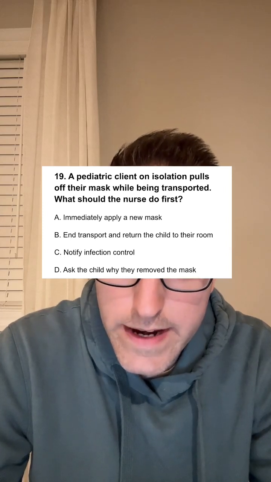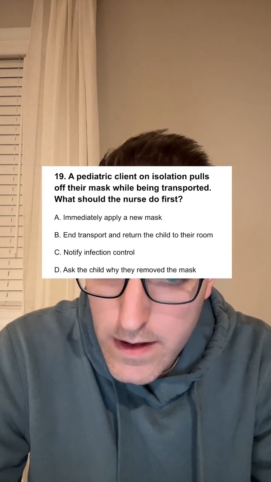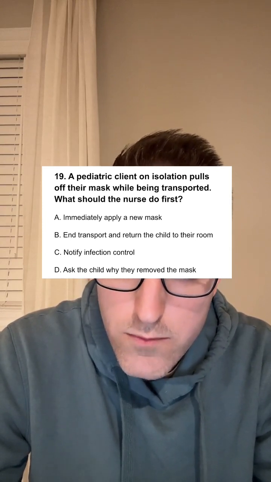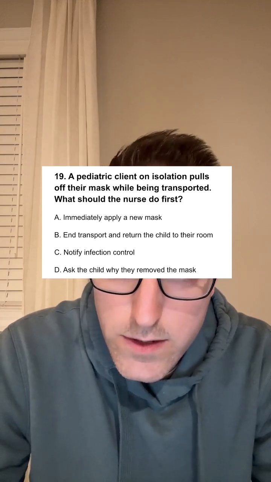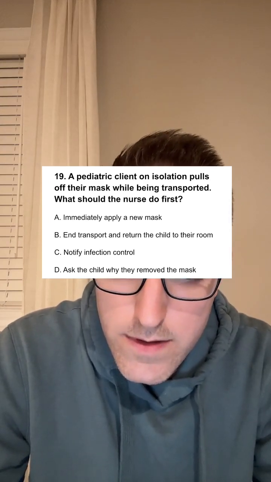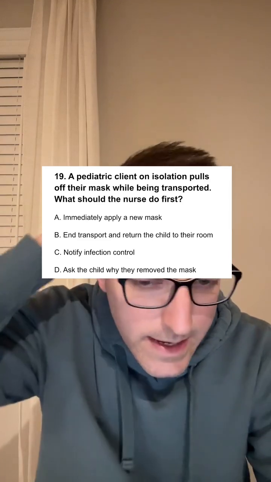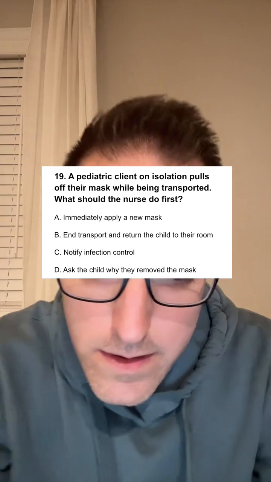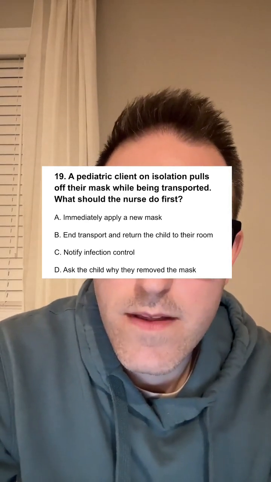All right, majority of you are saying A, and yeah, that's the obvious answer here. Replace the mask to reduce exposure, right? What else did you put? C and D. So not C, notification isn't the first step here. And D is not the priority when we're talking about just an exposure situation.